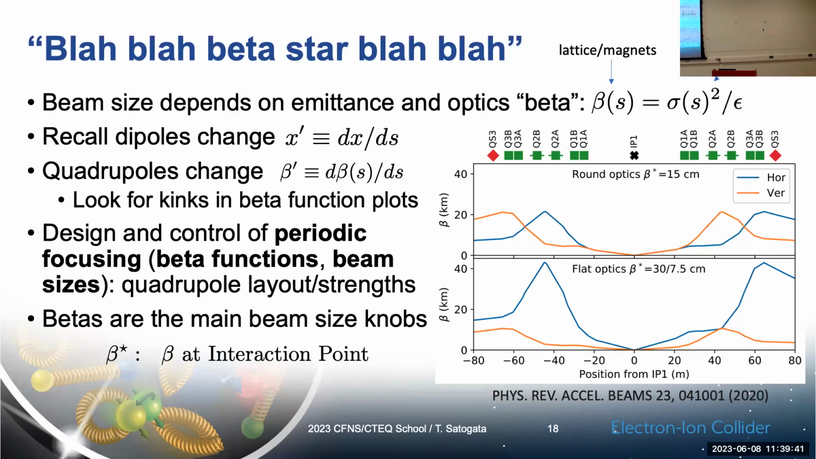So these betas are the main beam size knobs. Whenever you hear us talking about betas, we're trying to make sure that these beam size knobs are right. And this beta star is the beta function that corresponds to the beam size at the interaction point.